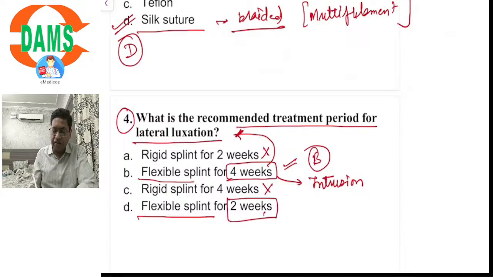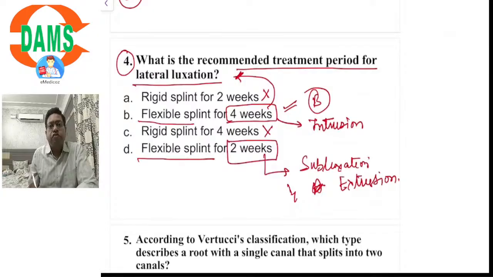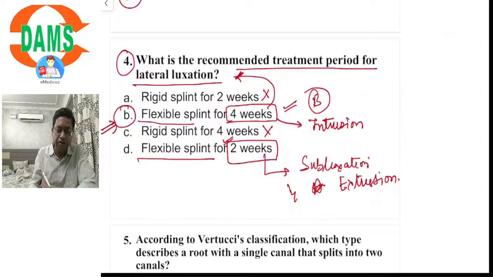And it is 2 weeks for subluxation and extrusion. Okay. So these are the 4 types of luxation injuries. So you have to remember just 2 time frames. One is 2 weeks, one is 4 weeks. 4 weeks is recommended for intrusion and lateral luxation, and 2 weeks is recommended for your extrusion and subluxation. And always the type of splinting remains the same, that is non-rigid, flexible, or physiological splinting, so that no tooth ankylosis occurs. Okay. So what would be the answer? The answer to this particular question would be option B.